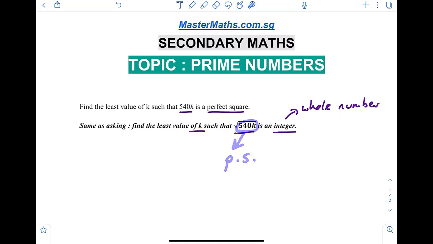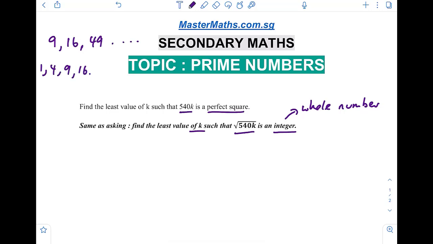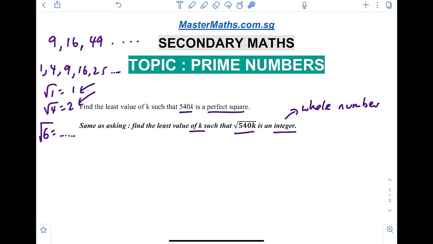Perfect squares are numbers like 9, 16, 49, and so on. If you list them in order, it would be 1, 4, 9, 16, 25. All these numbers, when you square root them, you will have an integer. Integer means whole numbers. It's not like the number 6. When you square root 6, you don't get an integer, you get a very long decimal. So 6 is not a perfect square. So I need the number 540 times k to be a perfect square.